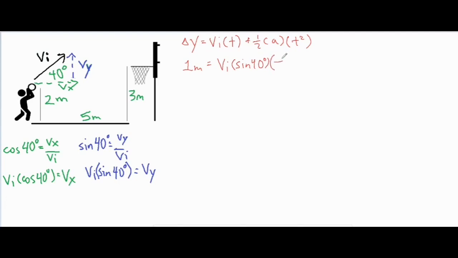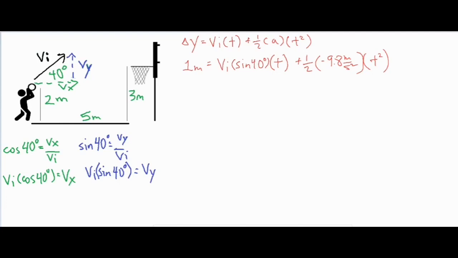And then we don't know the t, so we're going to go ahead and put the t in there. And then plus 1/2. And we know our acceleration due to gravity in the vertical direction is always negative 9.8 meters per second squared. And we still don't know the time, so I'm going to write t squared there. All right, so what we can do is do a little bit of rearranging to solve for what we need.